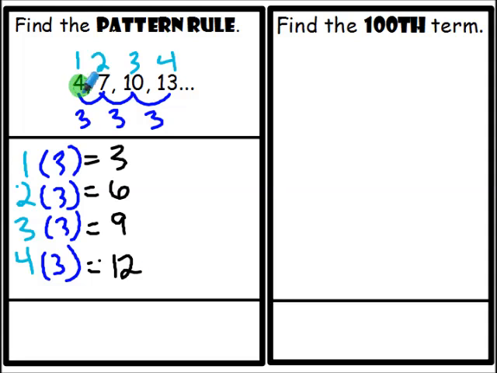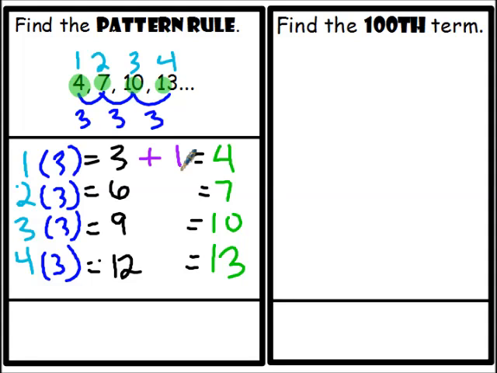And we need to see what we still need to do to get each value. So for the first term, we're trying to get a 4. Second term, we're trying to get a 7. The third term, a 10. And the fourth term, a 13. What do I need to do to get from the 3 up to the 4? I need to add 1. To get from the 6 to the 7, 9 to 10, and 12 to 13 each time, we need to add 1.